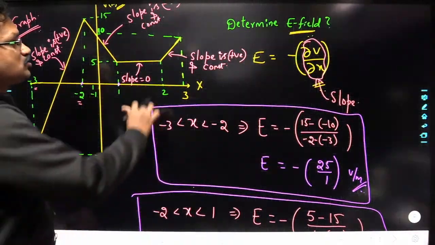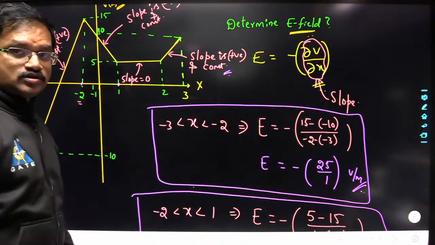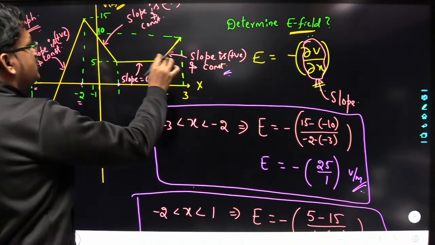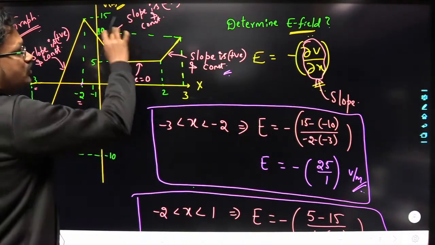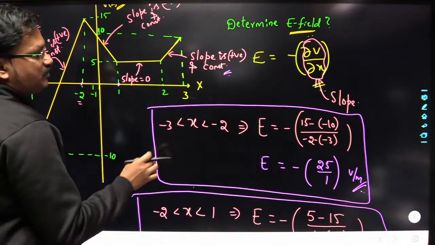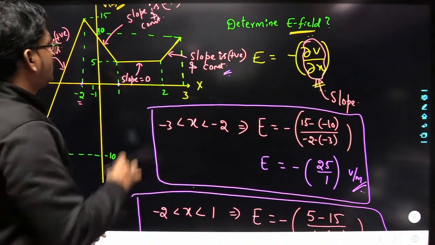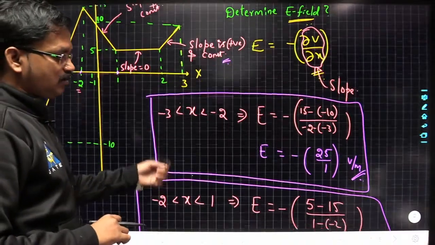Next, see here. For this one, the slope is positive and constant. So what is the slope here? Here the change in potential is 10 and here it is 5. So 10 minus 5 is 5, divided by the change in x, that is 3 minus 2, that is 1. So that is 5 by 1.